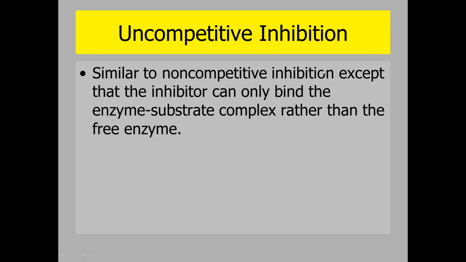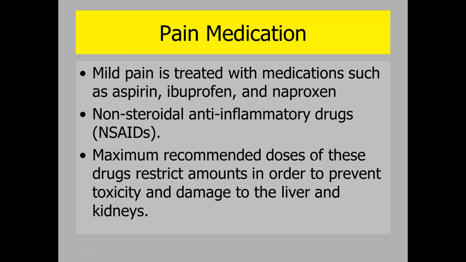So uncompetitive inhibition is similar to non-competitive inhibition, except that the inhibitor can only bind the enzyme substrate complex rather than the free enzyme. So in uncompetitive inhibition, the enzyme binds the substrate, and then this additional inhibitor binds and keeps the enzyme substrate from proceeding forward with its chemical reaction.